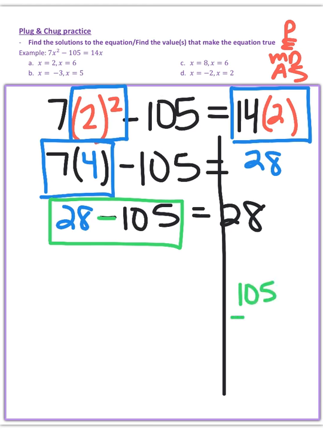105 minus 28. Well, I know I can't do 8 from 5, so I make that a 9. 15 minus 8 is 7. And 9 minus 2 is 7. So I know my answer is going to be 77 over here, but it's going to be a negative 77 because 105 is larger than 28 and it's negative. So it's going to be a negative 77.